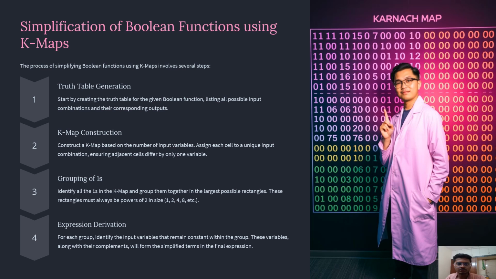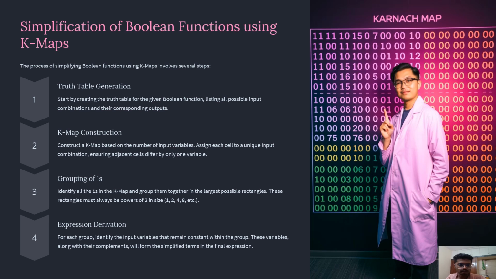Simplification of Boolean functions using K-maps. Truth table generation. Start by creating the truth table for the given Boolean function, listing all possible input combinations and their corresponding outputs. K-map construction. Construct a K-map based on the number of input variables. Assign each cell to a unique input combination, ensuring adjacent cells differ by one variable.